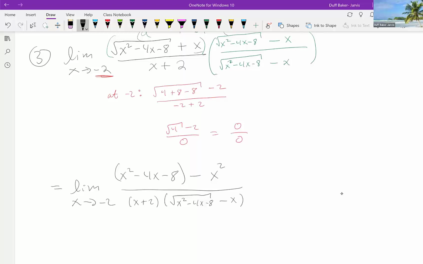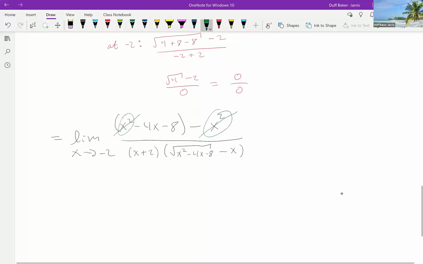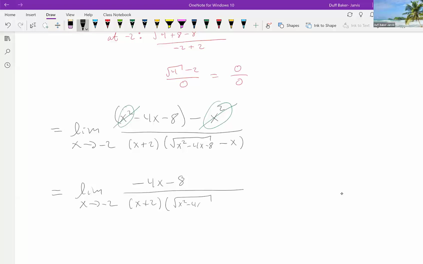Okay, so I end up with this mess, right? Which almost looks like I made it worse, but what we can notice here is I have an x squared and I have a minus x squared, right? So these two things cancel. x squared minus x squared is 0. And then, so let's write down the simplified version. So I just have minus 4x minus 8 times this mess, minus x. Okay, is everybody with me?